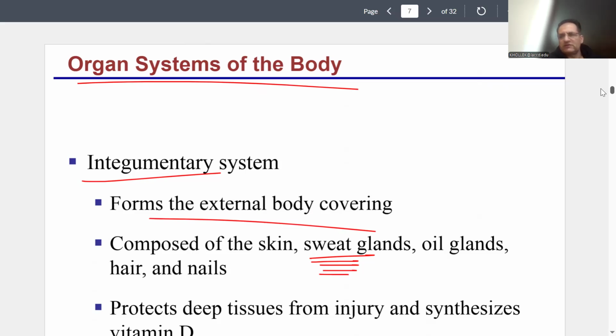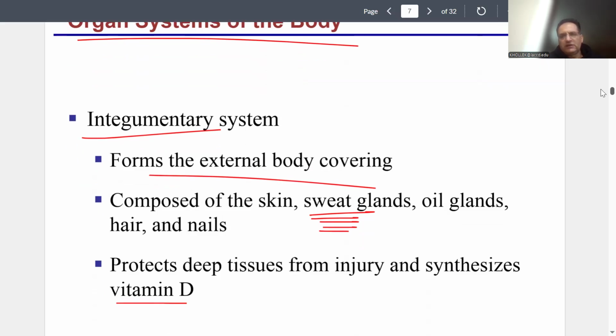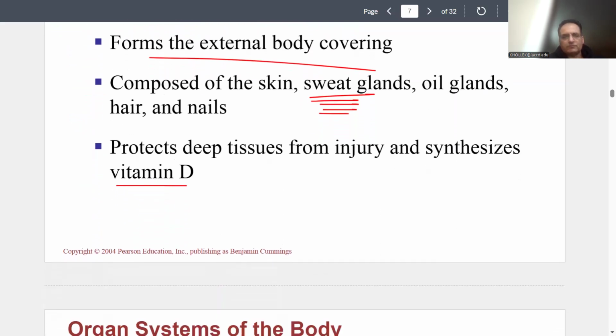But one of them is the integumentary system. This is the external body covering, composed of the skin, sweat glands that allow us to monitor the temperature, oil glands, which work together, hairs and nails, etc. They protect deep tissues from injury and entry of microbes, and they are also involved in synthesizing vitamin D, which is essential for our bone structure.